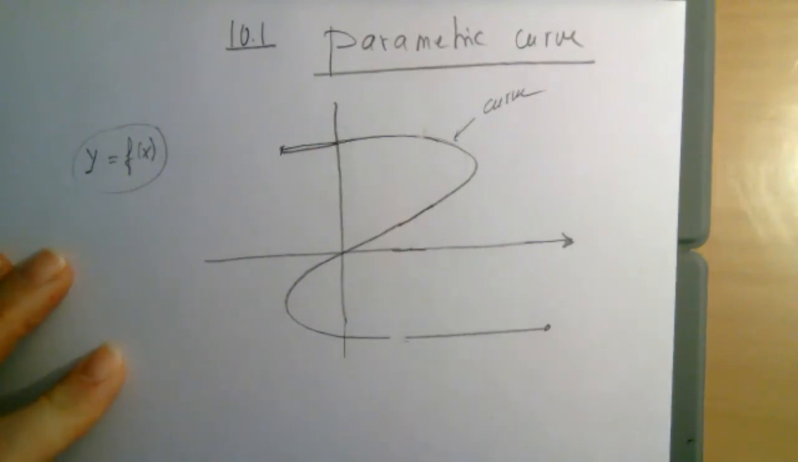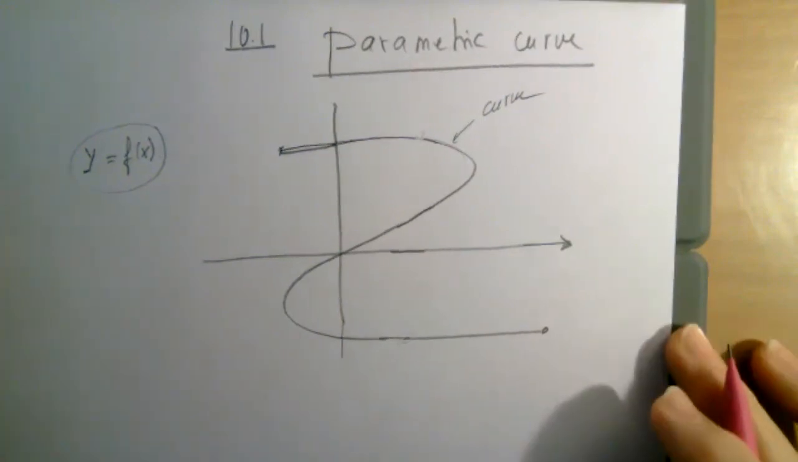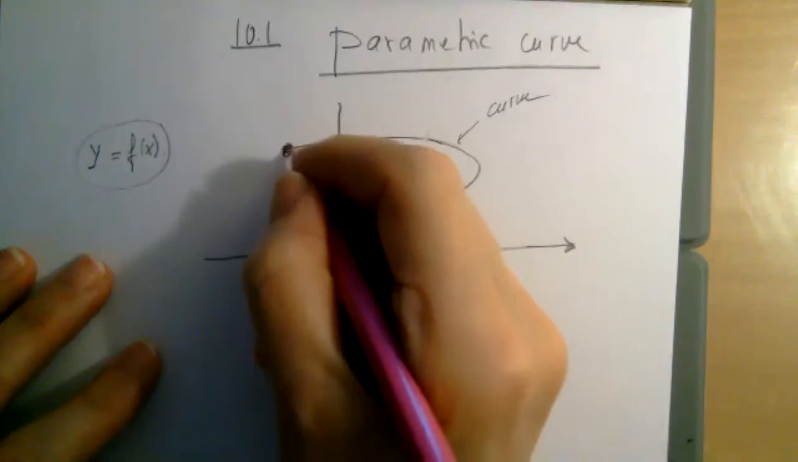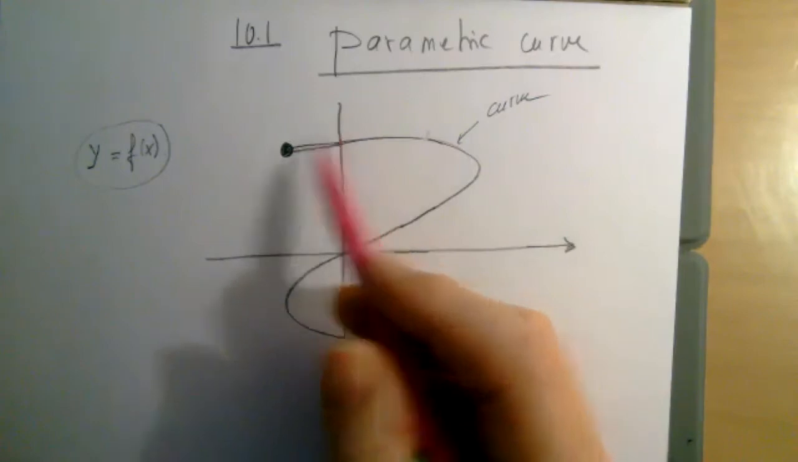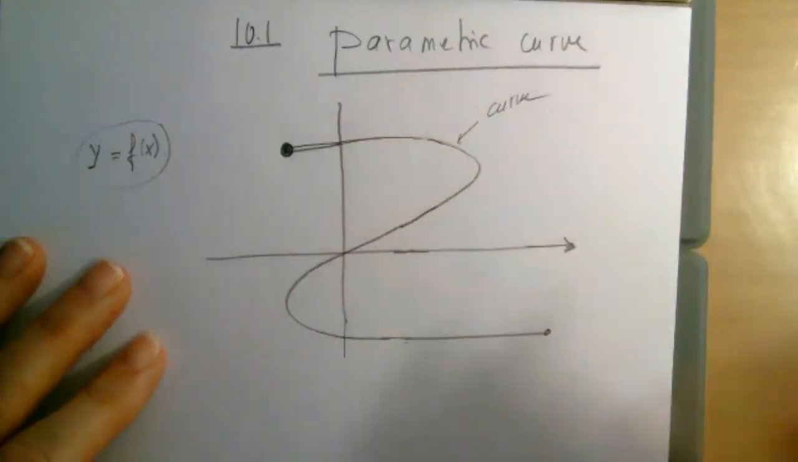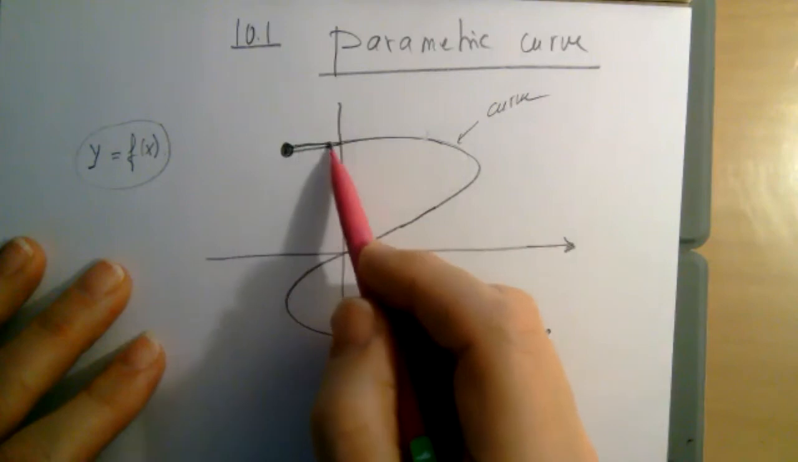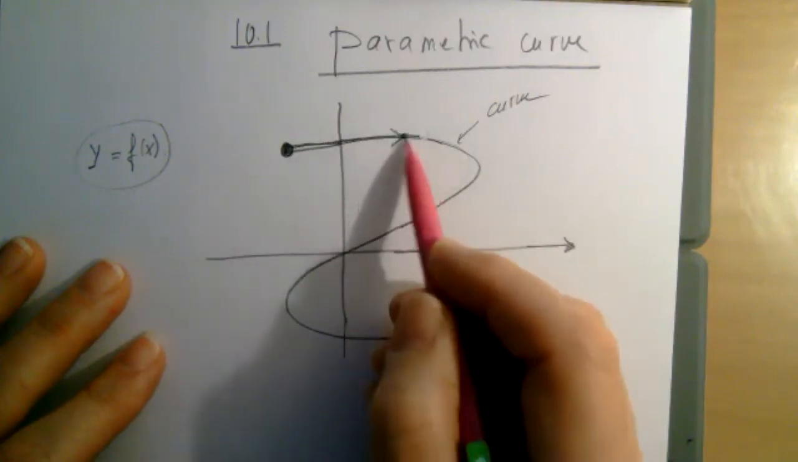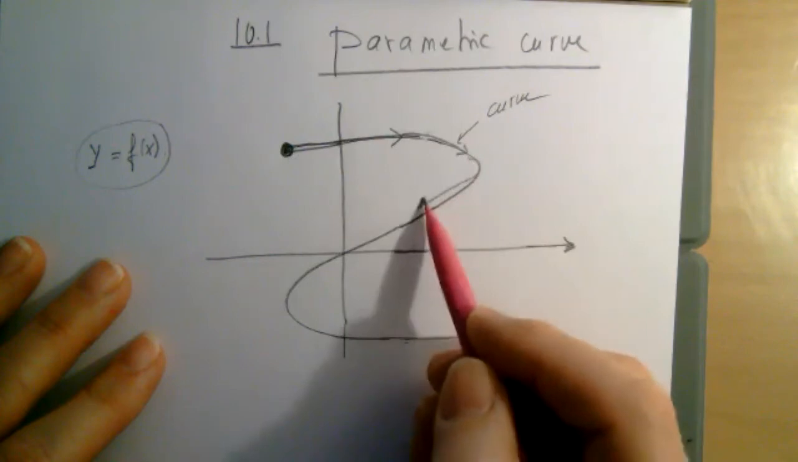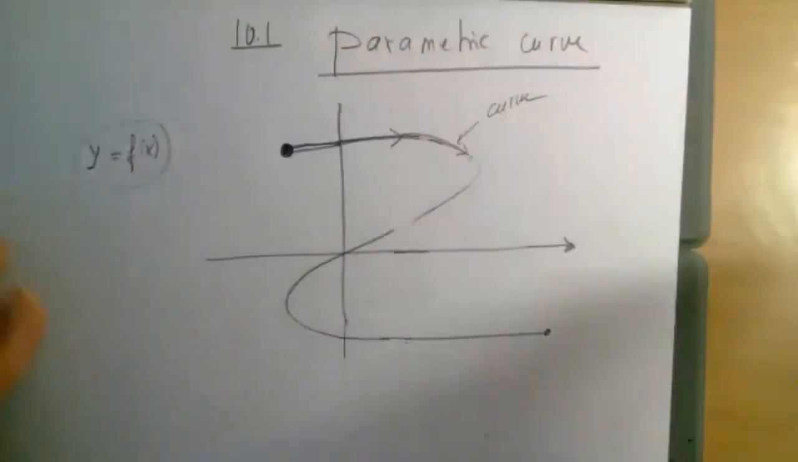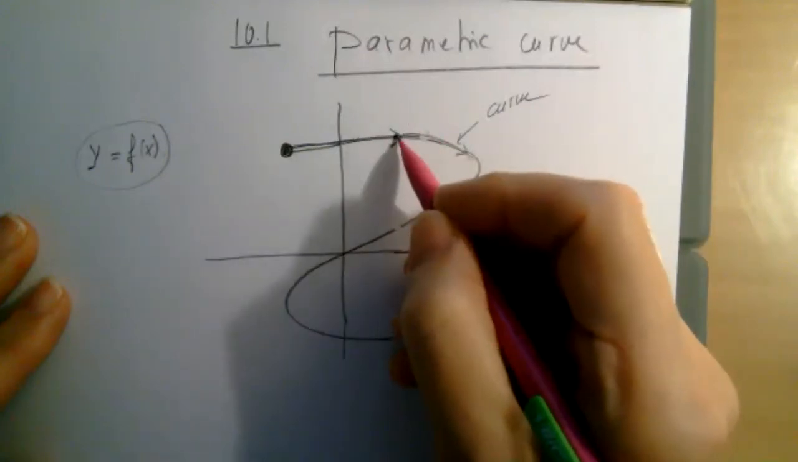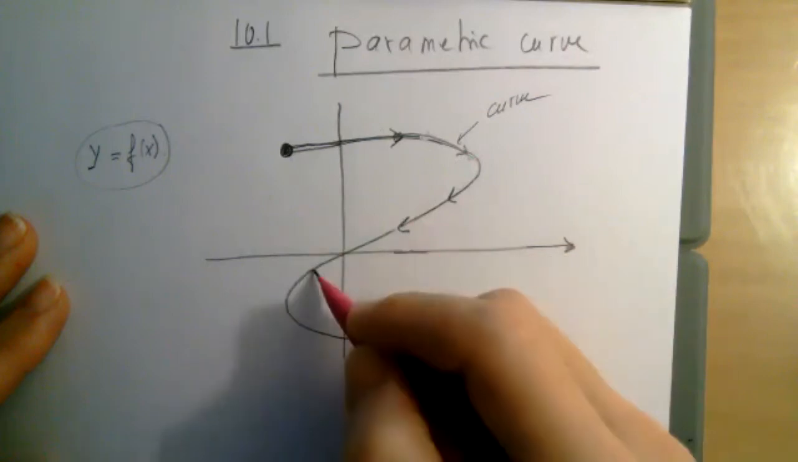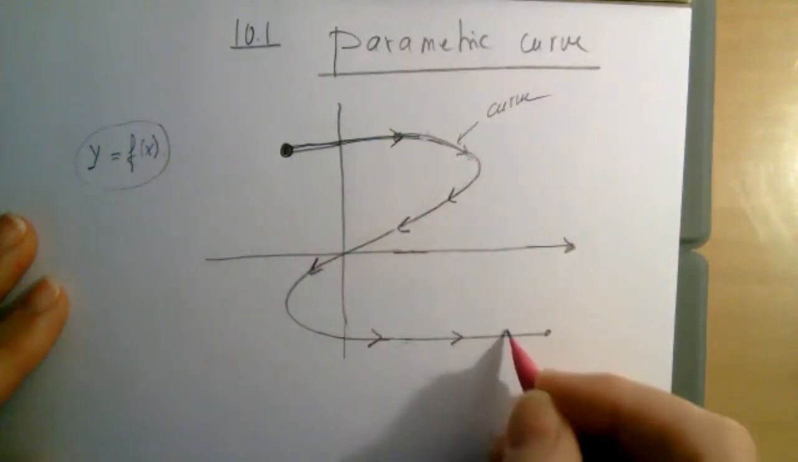To make the way we are going to describe this curve a little bit intuitive, we usually talk about the following scenario. Let us assume you have an object, like a small particle, you can imagine an ant or something, moving along this curve. At every moment in time, the object is somewhere on this curve. So it moves and moves and moves.